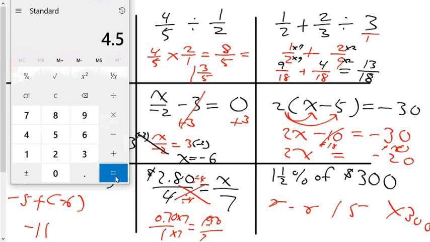Otherwise, if you did mental math, how do you get 1% of a number mentally? Move the decimal twice, that would be $3. Half a percent is what in relation? It's half of 1%, that would be $1.50. Put $3 and $1.50 together, you get $4.50.